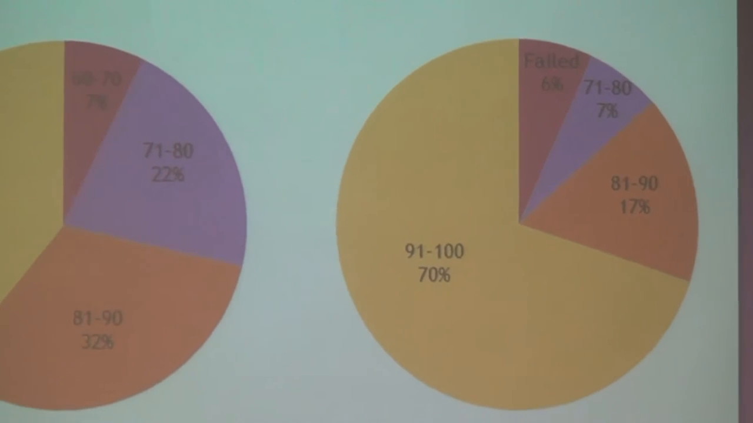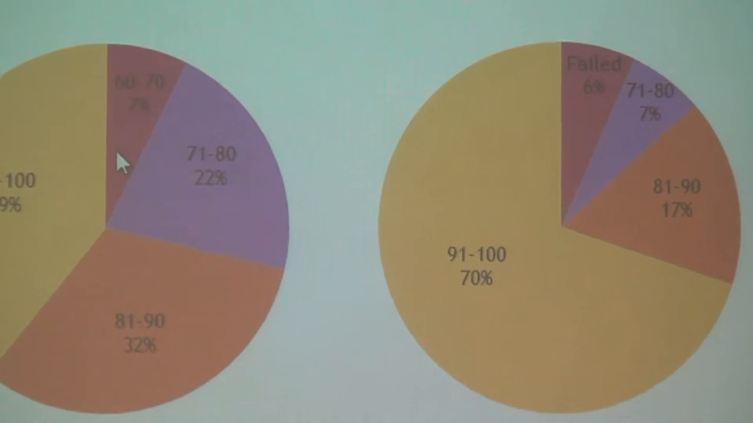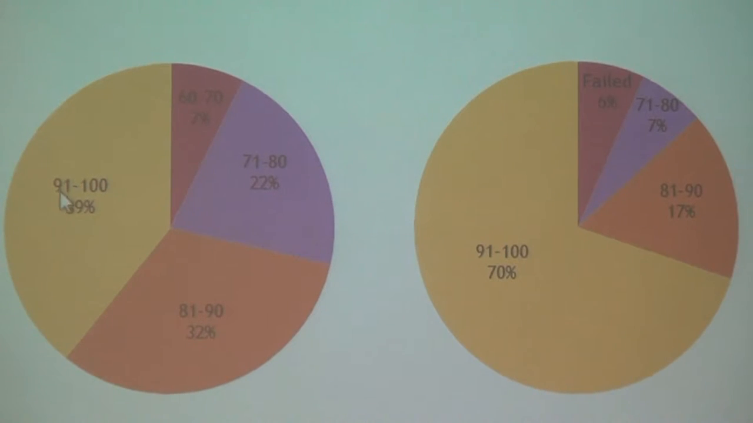Here's another perspective. These are two classes, and then you can see here the range of grades of the students. In this section, 39% of the class got grades ranging from 91 to 100%, which is a lot, 39%. But in this other section, it's even bigger. 70% of the students got grades ranging from 91 to 100. But as you can see here, there are still failing students. About 6% still fail. Most probably they fail due to absences or not submitting requirements. Lazy students will still be lazy students, no matter what you do.